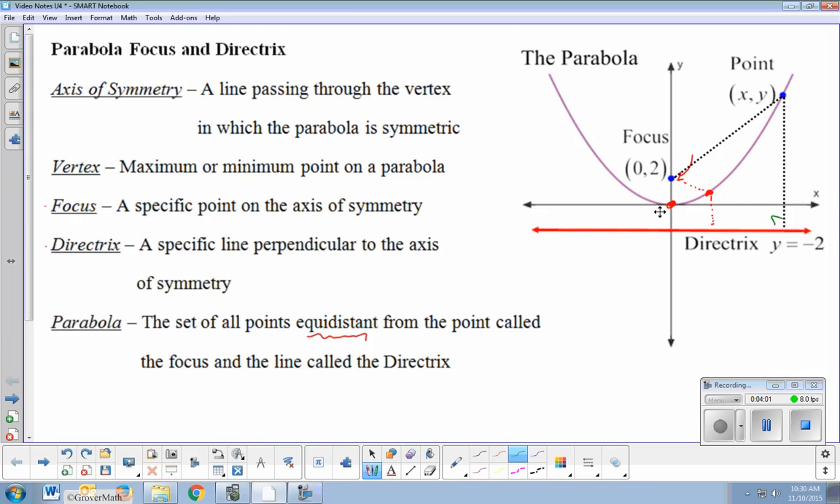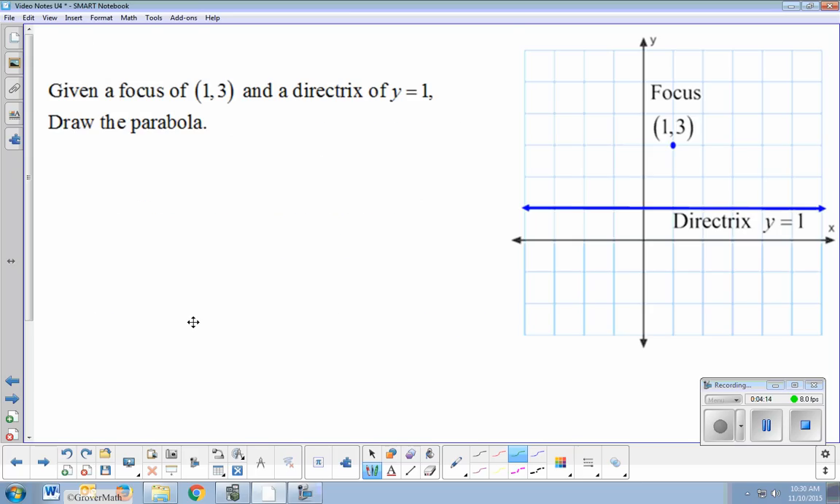And so that's what forms the shape of the curve for a parabola. These are all the points that are the same distance to the focus and the directrix. So a focus and directrix are really what creates the parabola you've known for a while. So given a focus and directrix, draw a parabola. Well, we just want to plot a couple of points that we know are equidistant between these things.